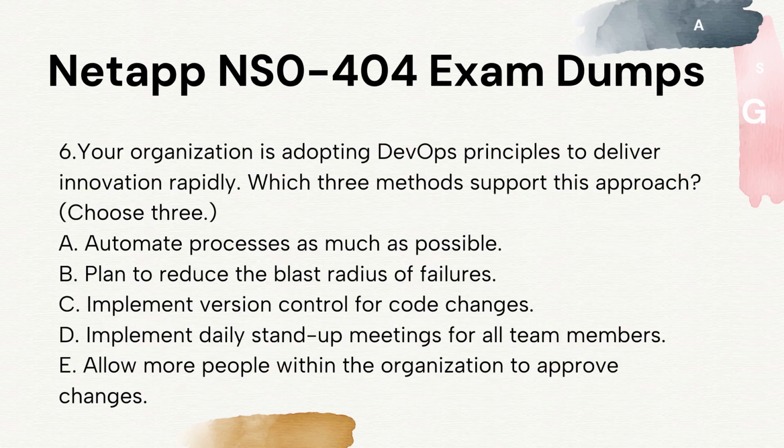6. Your organization is adopting DevOps principles to deliver innovation rapidly. Which 3 methods support this approach? Choose 3. A. Automate processes as much as possible. B. Plan to reduce the blast radius of failures. C. Implement version control for code changes. D. Implement daily stand-up meetings for all team members. E. Allow more people within the organization to approve changes.